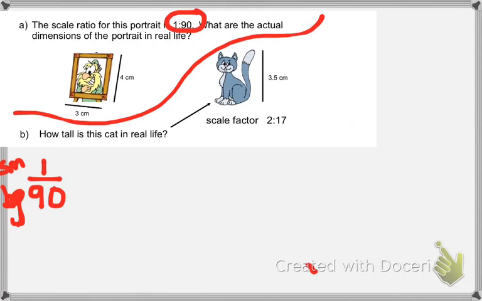What are the actual dimensions of the portrait in real life? Let's start with the height of this portrait. Let's pretend this is 4 centimeters on paper, because they're asking us what it is in real life. So obviously it's not just 4 centimeters in real life. That means the 4 centimeters is the small number, and in real life is what we want to find. So that's the x.